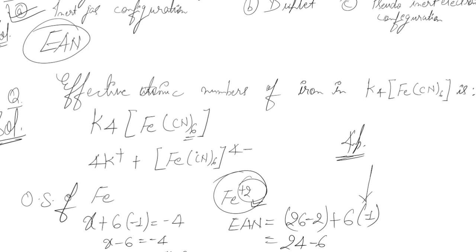Because in the cyanide, the nitrogen will give 2 electrons, right? There is a lone pair on the nitrogen which is present in the cyanide. So 6 times 2 is 12. So we will write here 12, and that's how this complex will get 36. Let me write it again, some changes here.